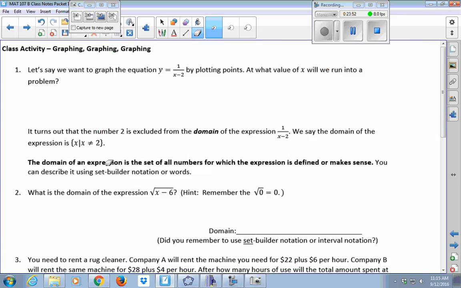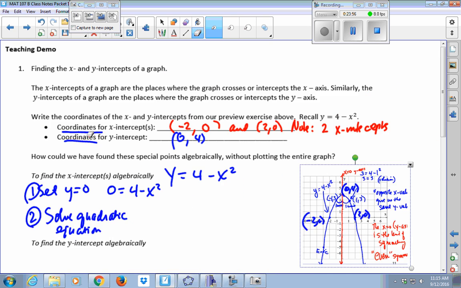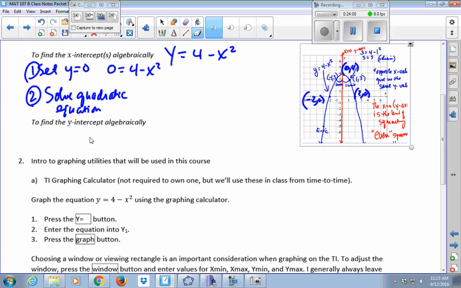All right, so let's take a look at what else we are doing here. We're going to see how to use those graphing calculators I just gave you. Oh, and to find the y-intercept, the x is 0. So that's the easy one to find, y equals 4. So it's (0, 4).